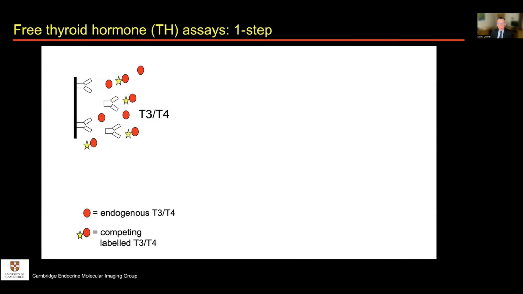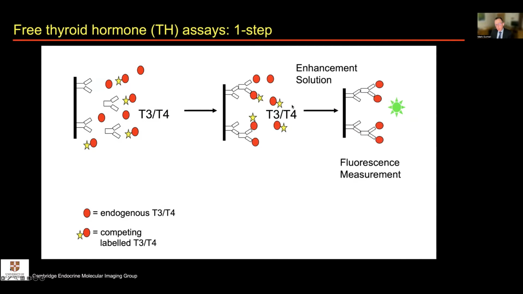So we just need to remind ourselves of the structure of free T4 and free T3 assays. Most laboratories are using a one-step platform whereby a fixed number of binding sites for endogenous T4 or T3 are occupied either by the endogenous T4 and T3 or a competing analog. Of course, we know exactly how many binding sites there are, and we know how much analog we add. So the greater the amount of endogenous hormone, the less the analog is going to bind. Once we have the enhancement solution, we get a fluorescent signal, which is therefore inversely proportional to the amount of endogenous hormone. How can this be perturbed?